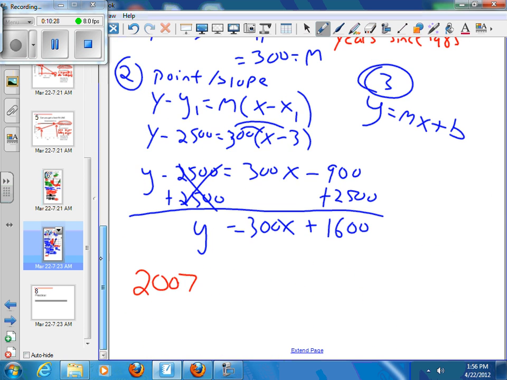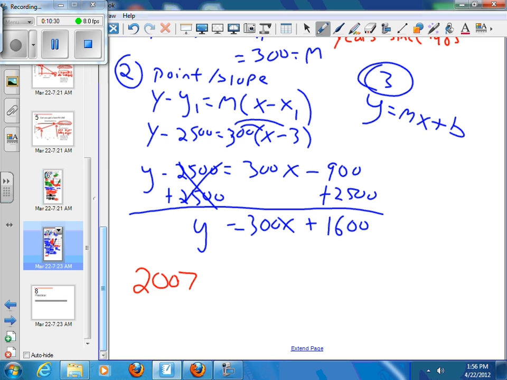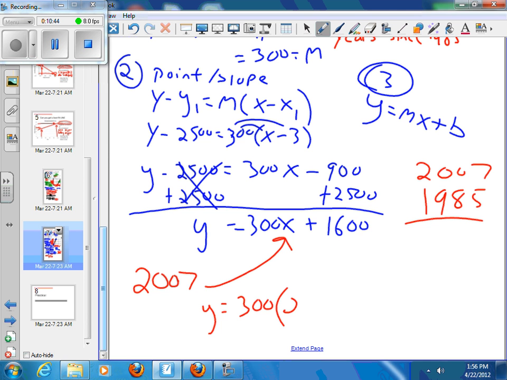So 2007, so our equation needs to fill that in for x, because time is our independent variable, so it's our x variable. So we got y is equal to 300 times, and this is the year since 1985, right? So we need 2007 minus 1985. So 10 minus 8 is 2. So it's going to be 22. So we want to fill a 22 in here, plus 1600.